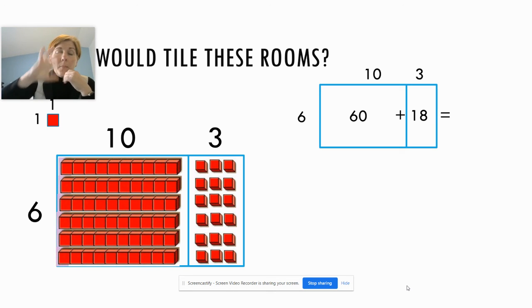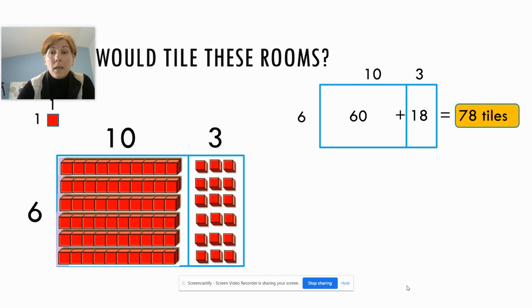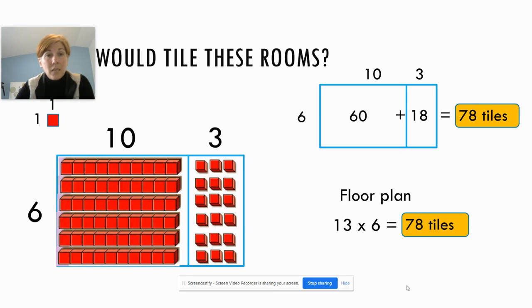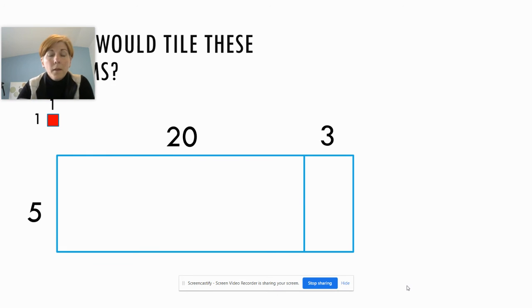So in order to figure out how many tiles in total, or what the area of both these rectangles is, I would just add. So 60 plus 10 is going to give me 70, and then 8 more is going to give me 78 tiles. So in a 13 by 6 rectangle, so in the whole entire rectangle, both rooms added together, I'm going to need 78 tiles in order to cover the space. Okay, all right, here's another one.